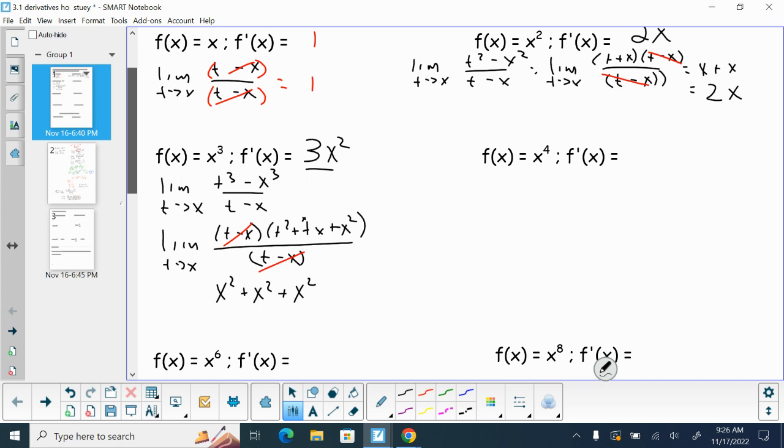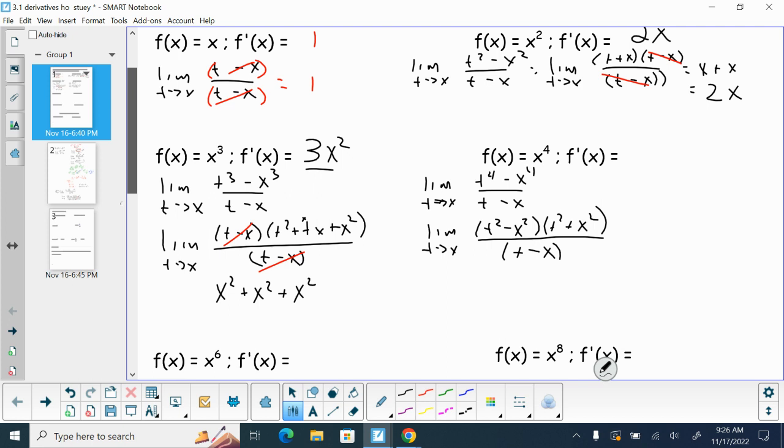Now the limit as t is approaching x of t to the fourth minus x to the fourth over t minus x. Well, what we have is a difference of perfect squares on top. So we have the limit as t is approaching x of t squared minus x squared, t squared plus x squared, over t minus x. The t squared minus x squared we can factor down still.